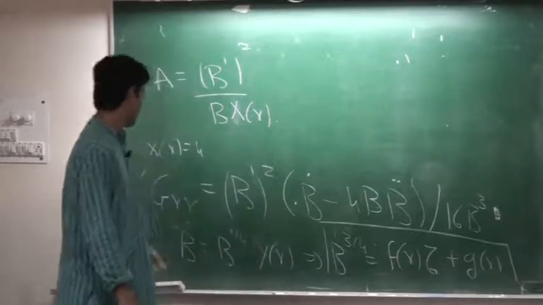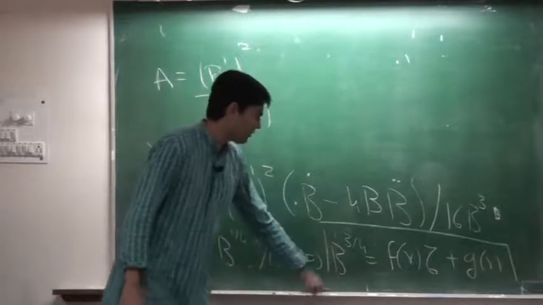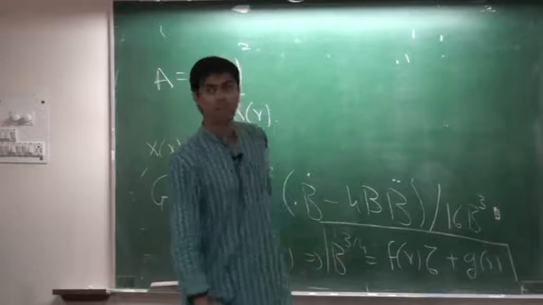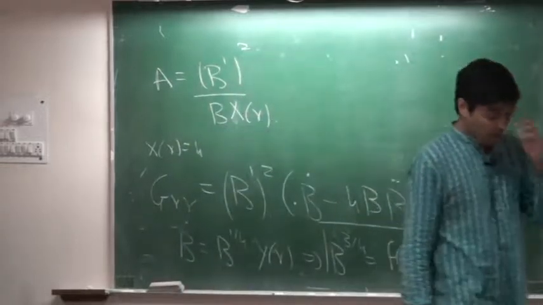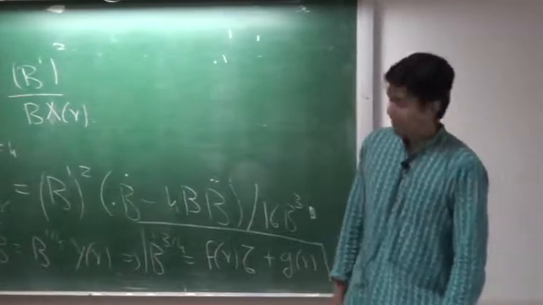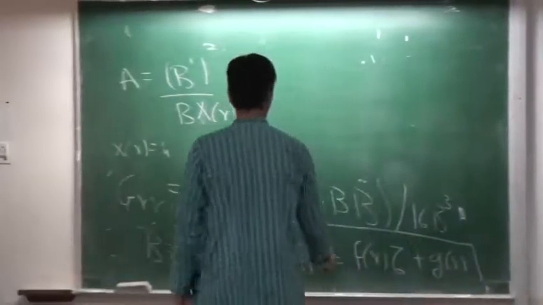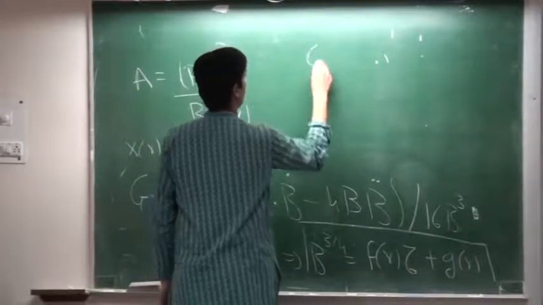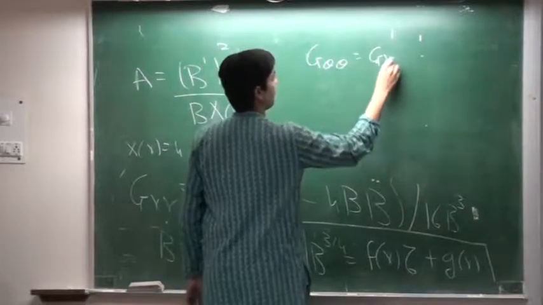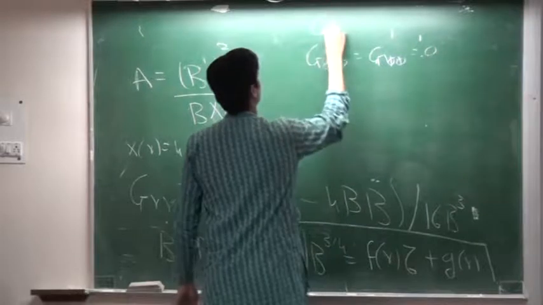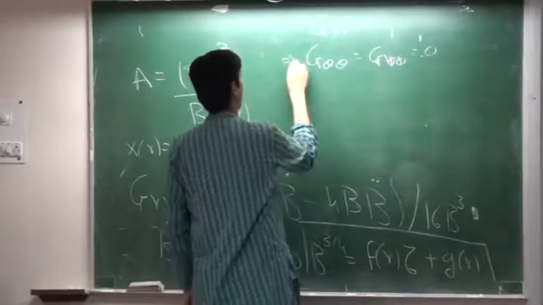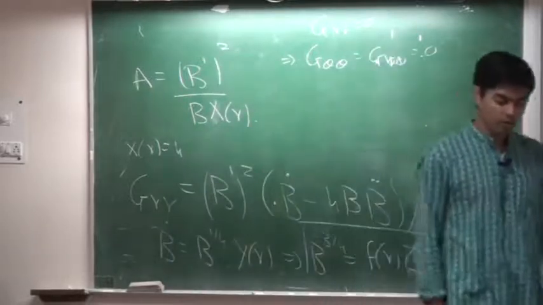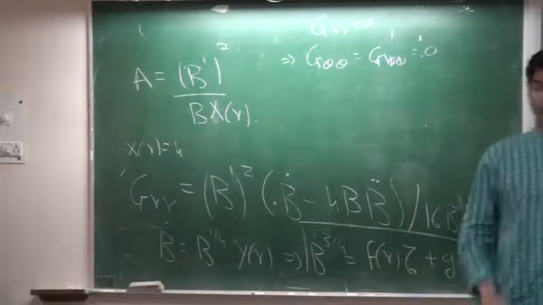That's this term. And you can integrate this, and when you integrate this, you get that B to the 3 by 4 has to have this form. If that happens, then GRR vanishes. That's B dot minus 4B into B double dot vanishes. Now, you can check that this choice of B also sets g theta theta and g phi phi equal to 0. In this particular case, you choose B to be this, and you also get g theta theta and g phi phi vanishing. So the only non-zero component we have now is the g tau tau component.